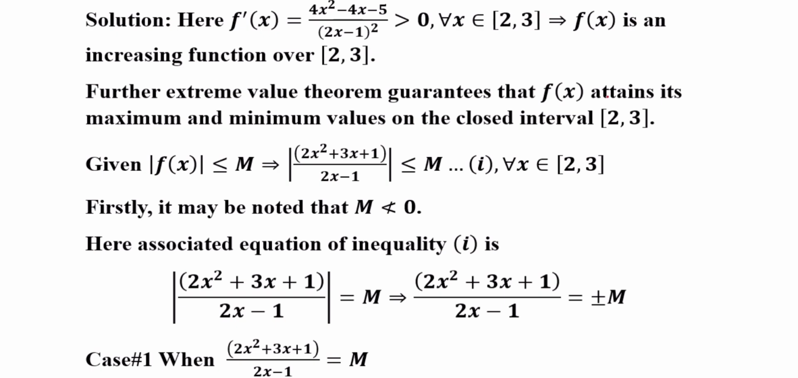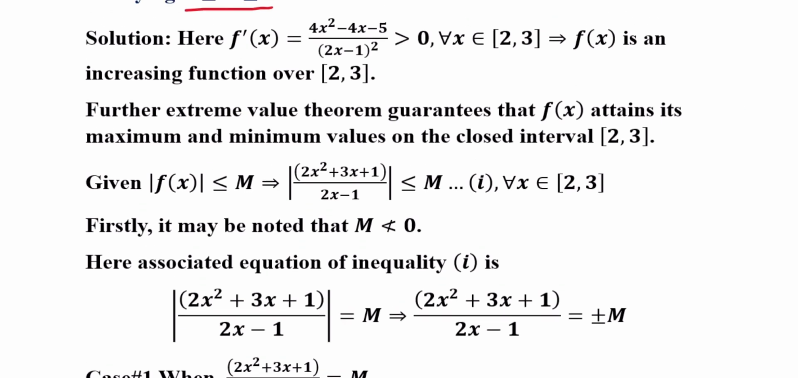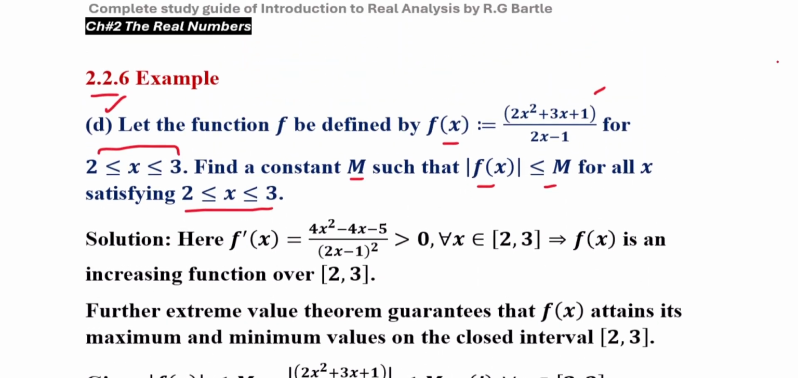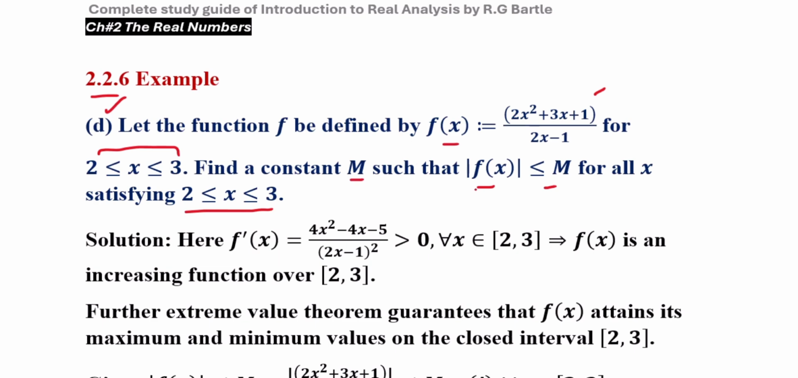For this you can use this method. Here f of x is equal to (2x² + 3x + 1) over (2x − 1). If we find its first derivative, then you have (4x² − 4x − 5) over (2x − 1) whole square. This derivative is always positive for this interval.